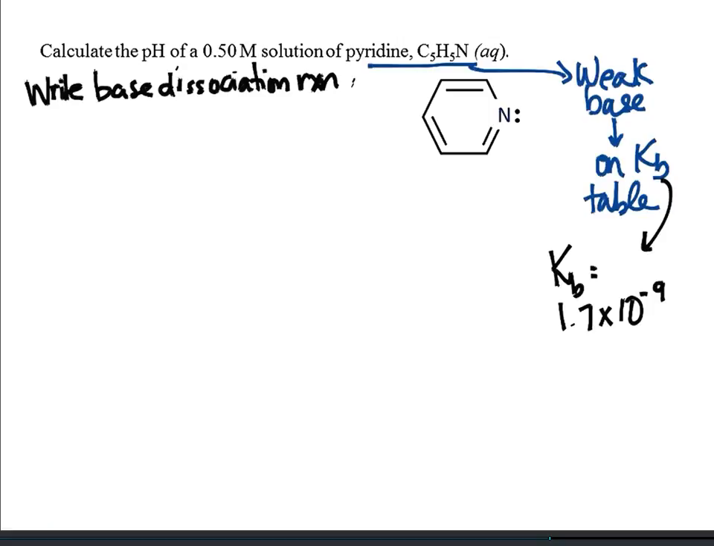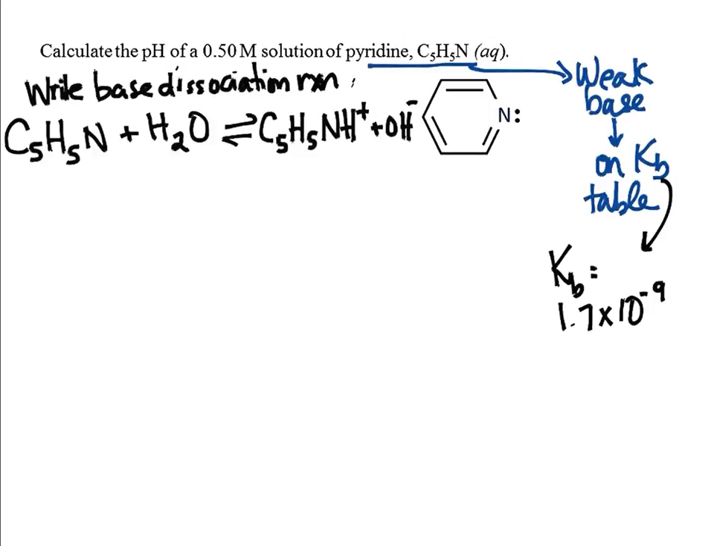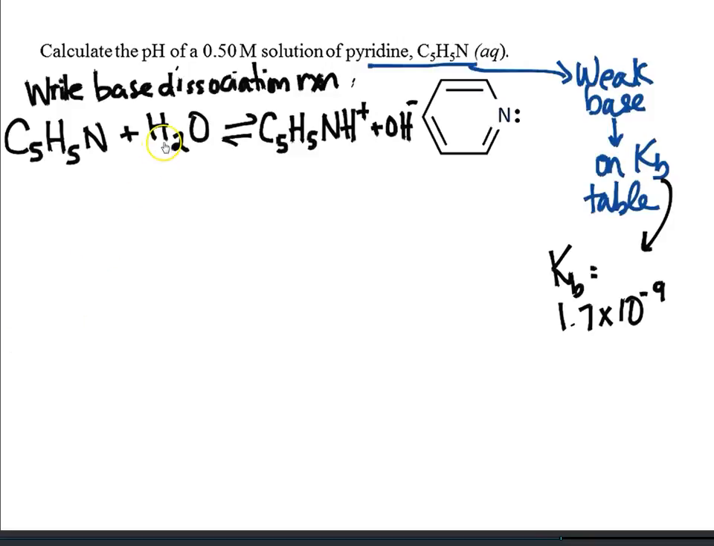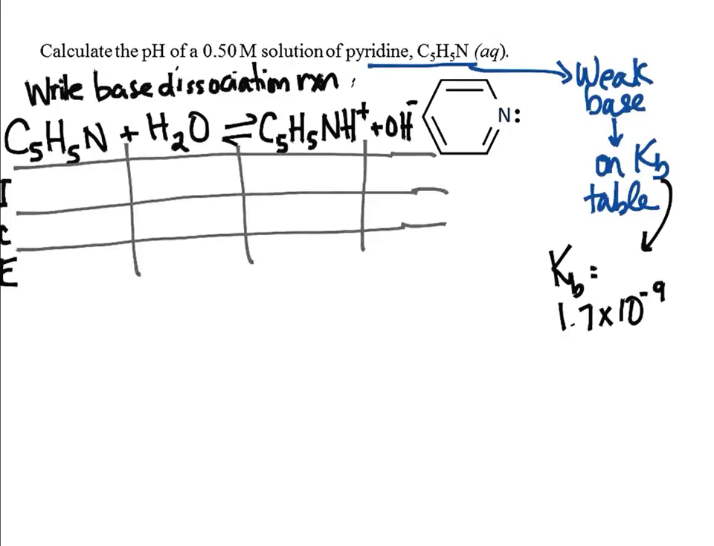I'm going to write the base dissociation reaction. This is the hardest part of weak bases. You're going to add water, and then you're going to transfer the hydrogen ion from water to pyridine in this case, which is going to form C5H5NH+. This is the conjugate acid of pyridine. And then water is left as hydroxide. So remember that hydroxide is the reason why this has a high pH in the first place. It's the reason it's a base.